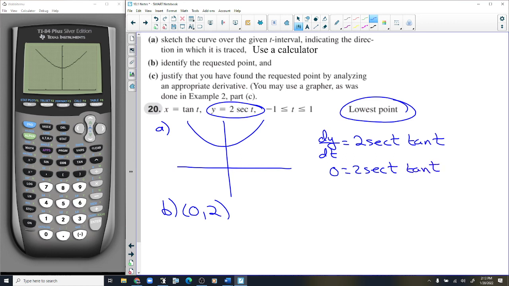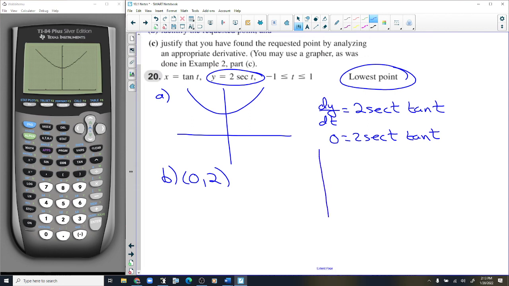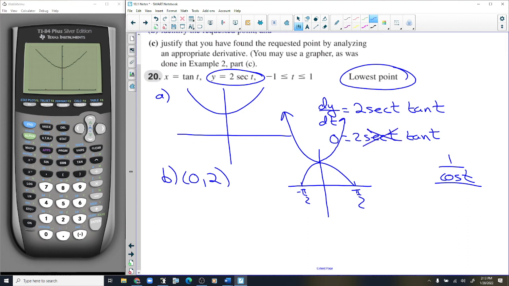Let's talk about secant. From -pi/2 to pi/2, cosine looks like this, and secant's the reciprocal of cosine, so secant is doing this. It's impossible for secant to be 0. Think of it this way: what does cosine need to be to make 1 over cosine 0? Can't do it, right? Can't divide by 0. So secant can't be 0. That doesn't give me any solutions.